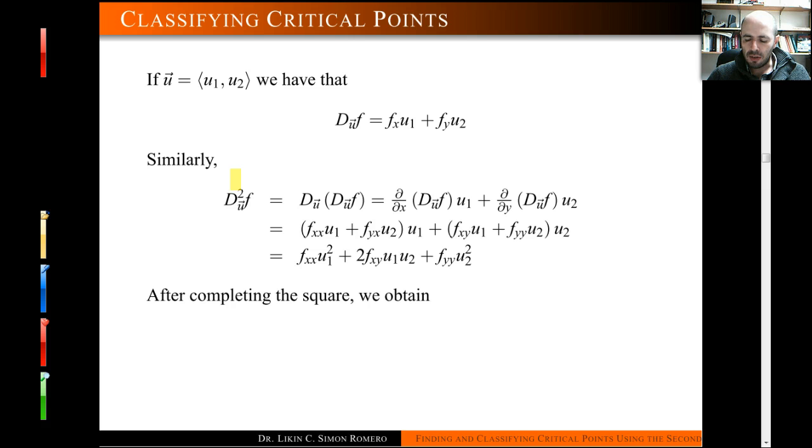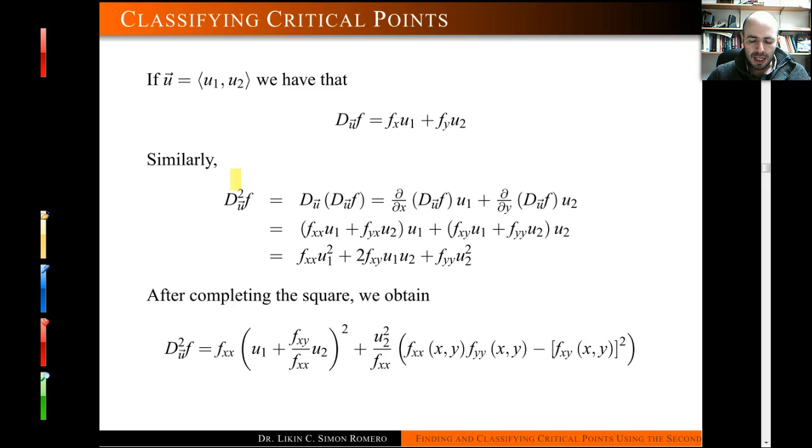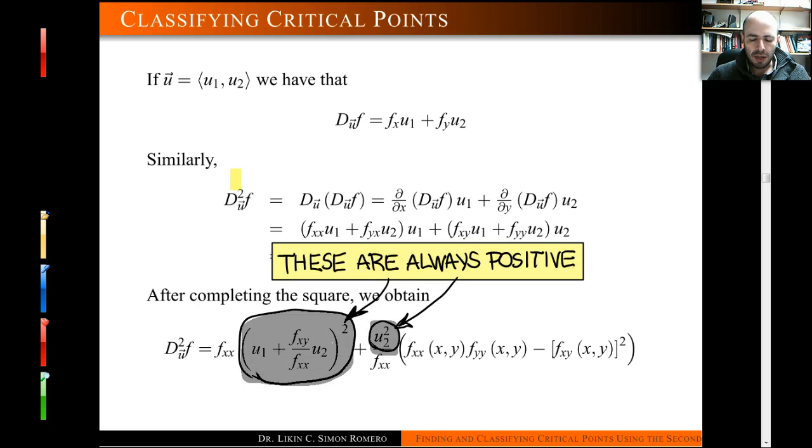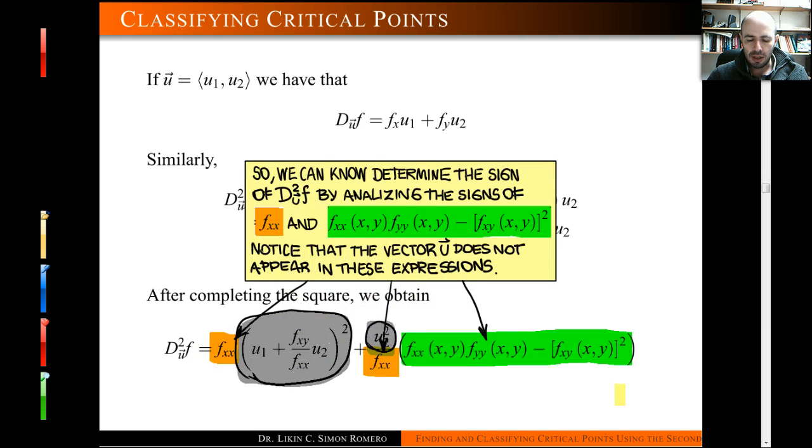If you complete the squares and do some algebra that I'm not going to do here, we obtain this. Notice that in this expression, those are always positive. So the only thing that we have to know is, in certain situations, we can analyze the signs of fxx, in other words, the second order partial derivative with respect to x, and this expression that is in green, that we will see what the name of is.